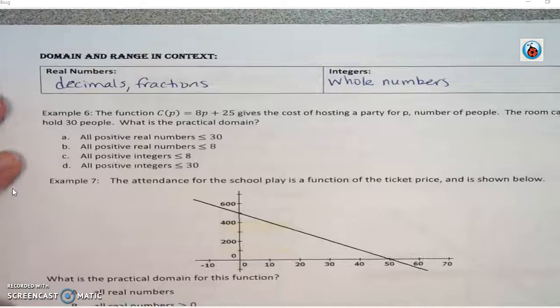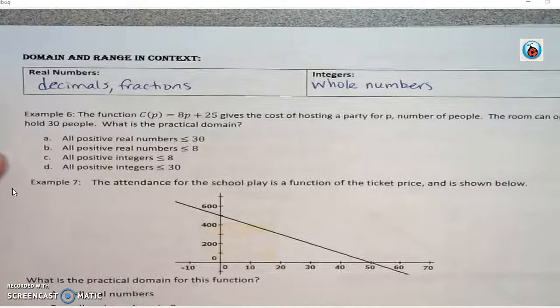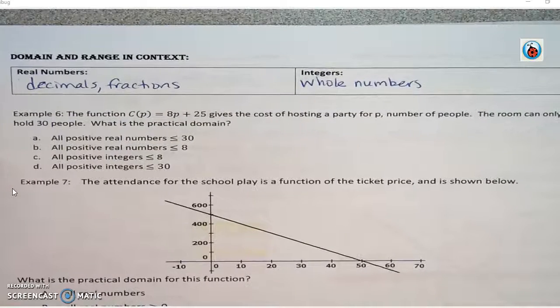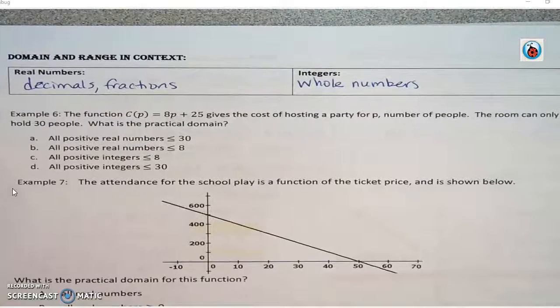Example 6: the function C of p equals 8p plus 25 gives the cost of hosting a party for p number of people. The room can only hold 30 people. What is the practical domain?